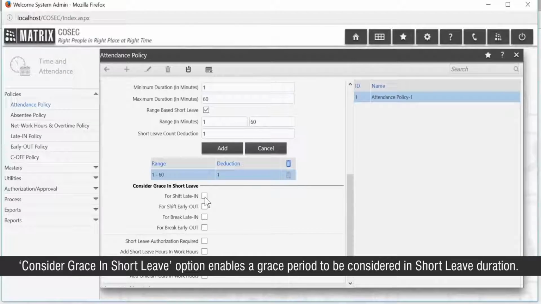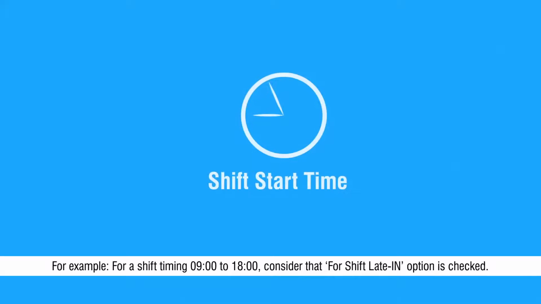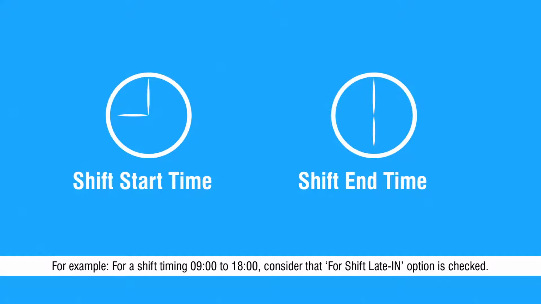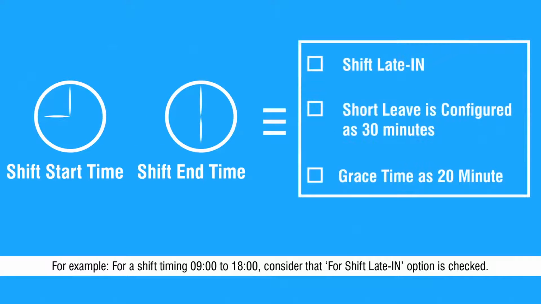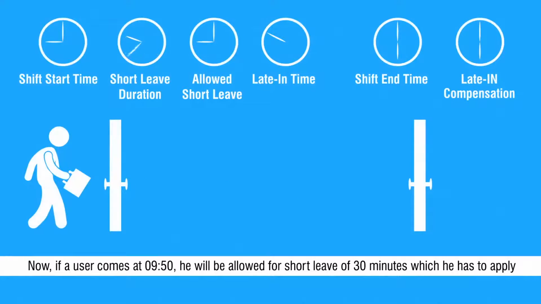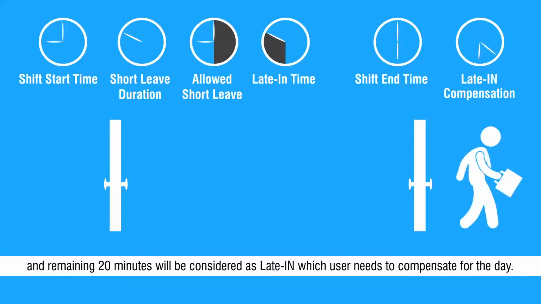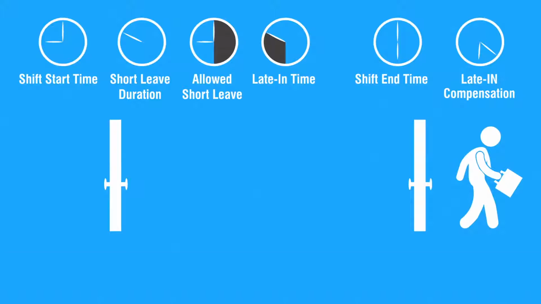Consider grace in short leave option enables a grace period to be considered in short leave duration. For example, for a shift timing 9 to 18, consider that for shift late in option is checked. Short leave is configured as 30 minutes and grace time as 20 minutes. Now, if a user comes at 9:50, he will be allowed for short leave of 30 minutes, which he has to apply, and remaining 20 minutes will be considered as late in, which user needs to compensate for the day.